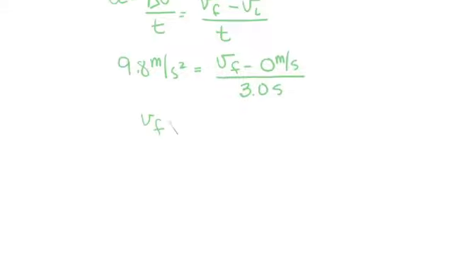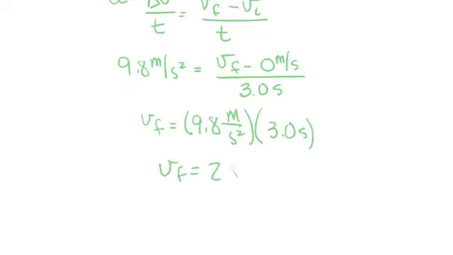Final velocity is 9.8 meters per second squared times 3.0 seconds, which gives us a final velocity of 29.4 meters per second.